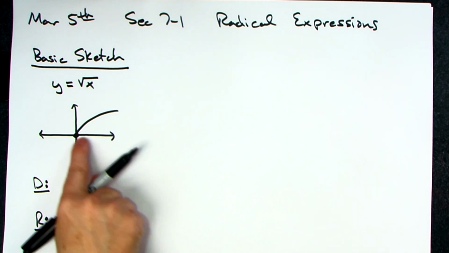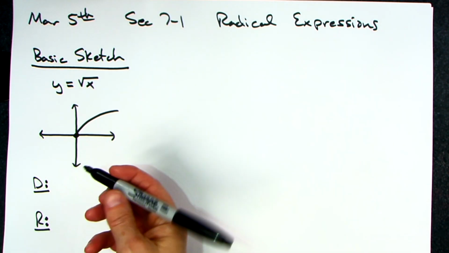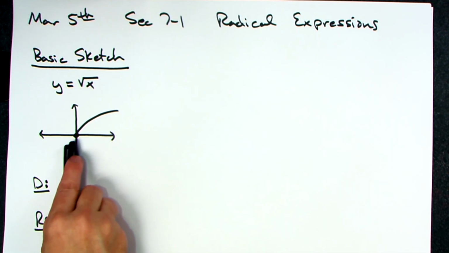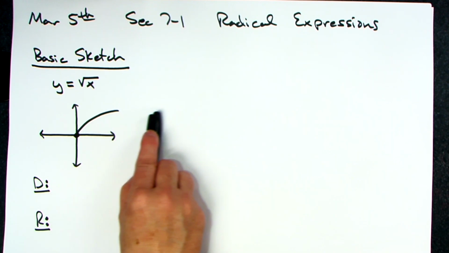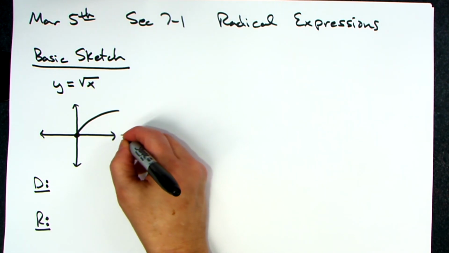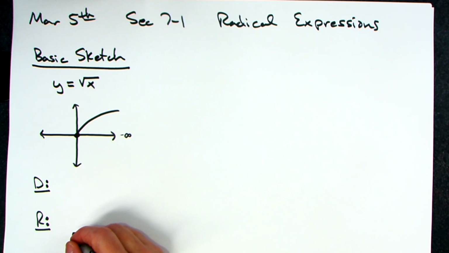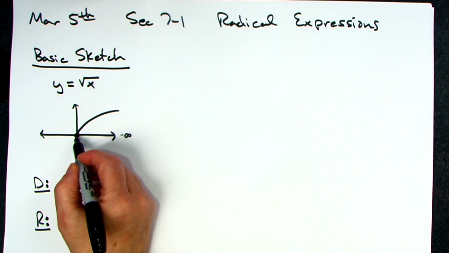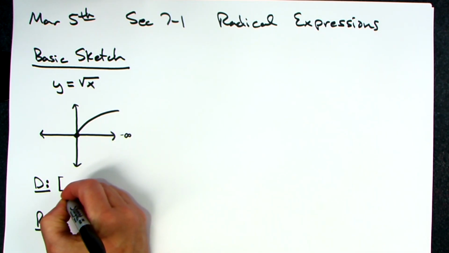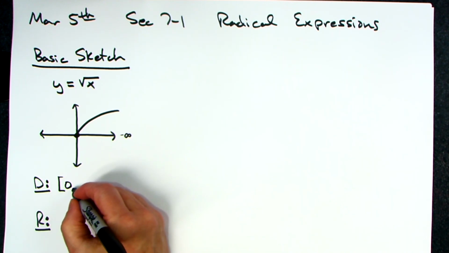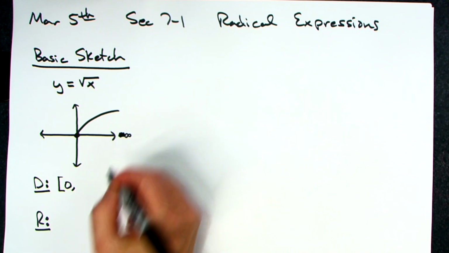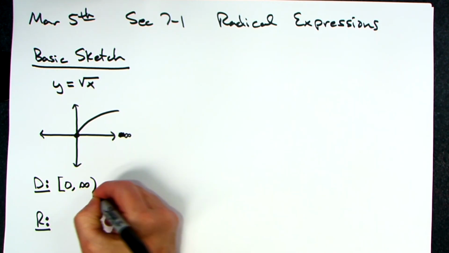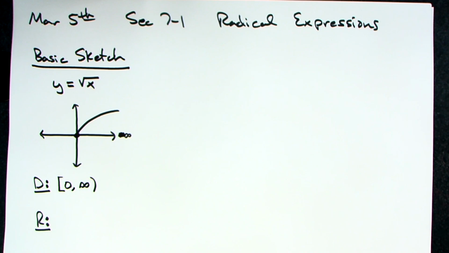Okay, so domain is left to right. Looking at the graph, the first x number on the x-axis would be 0. And then the graph goes forever and ever and ever to the right. Forever and ever to the right is a positive infinity. Okay, 0 is a solid dot right there, so that means it's included in our domain. So closed bracket 0 all the way up to positive infinity.